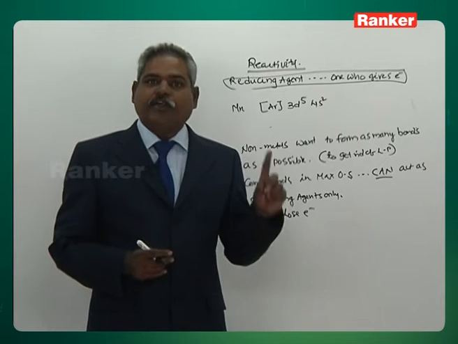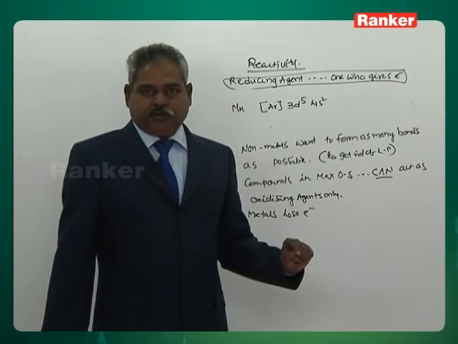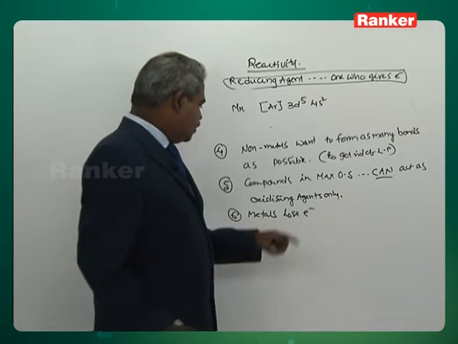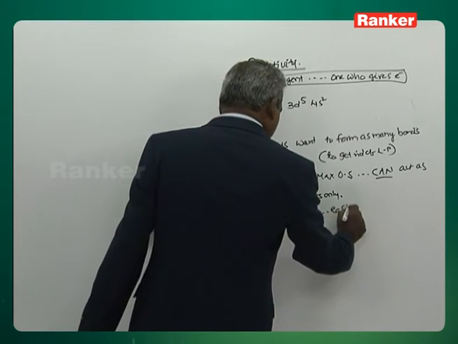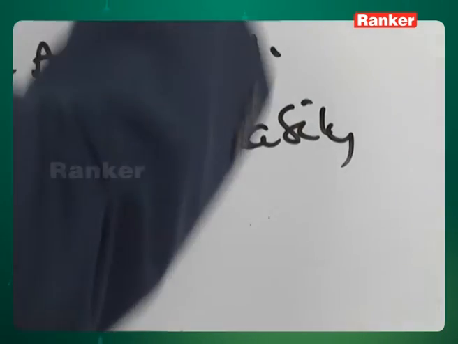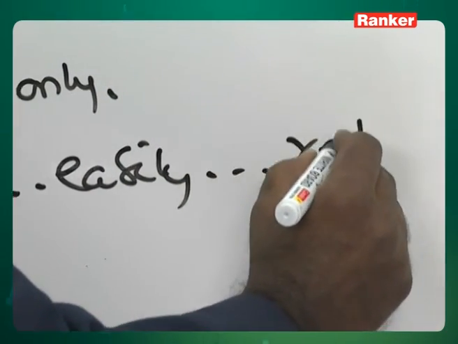We discussed that point in metallurgy, so you have to combine all those things. Metals lose electrons easily. They are good reducing agents. One who gives electrons is called a reducing agent.